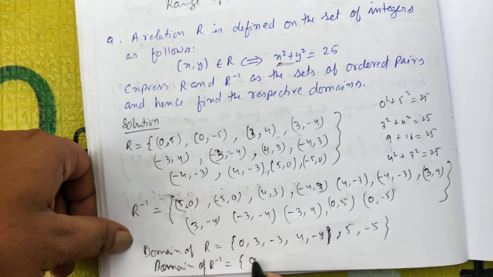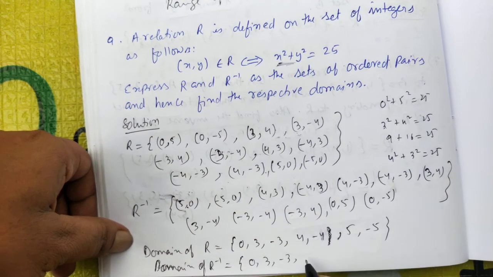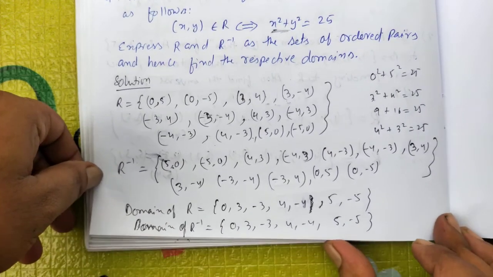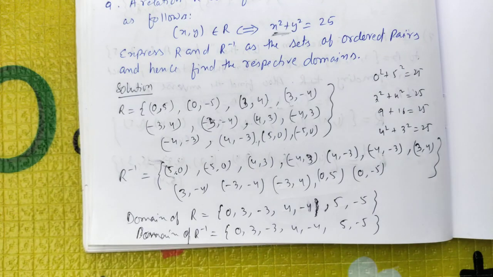Similarly, range also will be same. I can use 0, 3, minus 3, 4, minus 4, 5, minus 5. Both are same, okay? You can pause the video to write everything. Thank you.